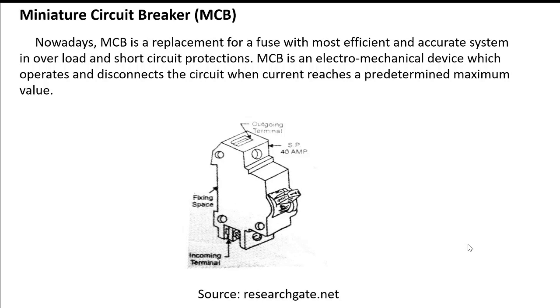Now we will discuss the miniature circuit breaker, abbreviated as MCB. Nowadays, MCB is a replacement for fuse with the most efficient and accurate system in overload and short circuit protections. MCB is an electromechanical device which operates and disconnects the circuit when current reaches a predetermined maximum value. Here, this is the diagram of MCB.